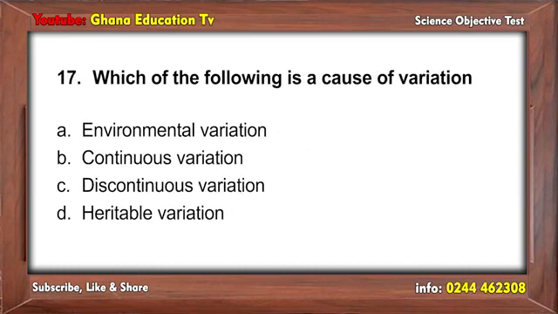Number 17. Which of the following is a cause of variation? A. Environmental variation. B. Continuous variation. C. Discontinuous variation. And D. Heritable variation.